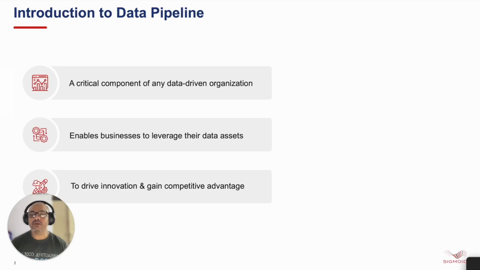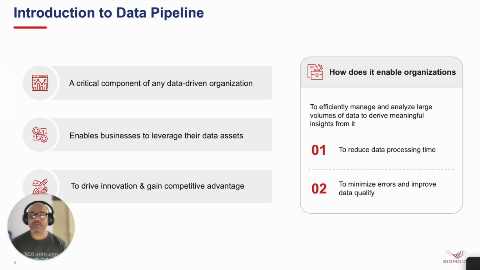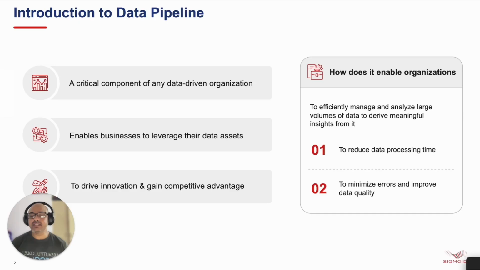Data pipeline is a very critical component of any data-driven organization. It enables businesses to leverage their data assets to derive meaningful insights, thus gaining the competitive advantage by, number one, reducing the data processing time. For example, Spark reduces the data processing time by 100 times compared to Hadoop MapReduce processing, making it faster to gain insights. Number two, by minimizing the data errors and improving the data quality.